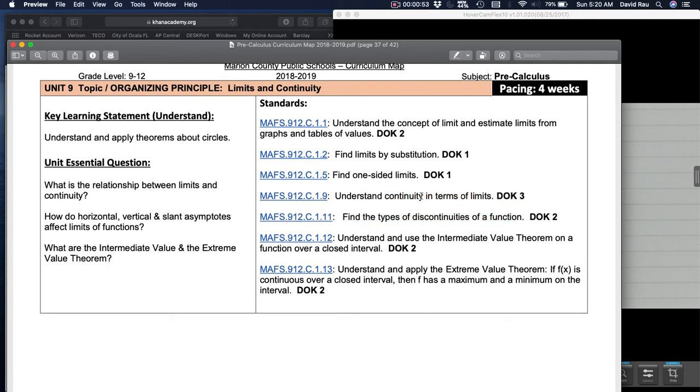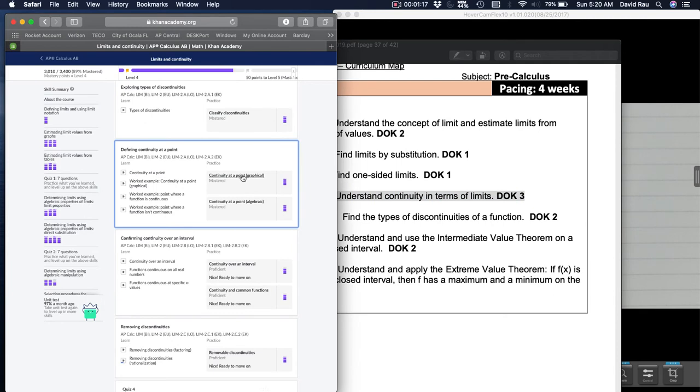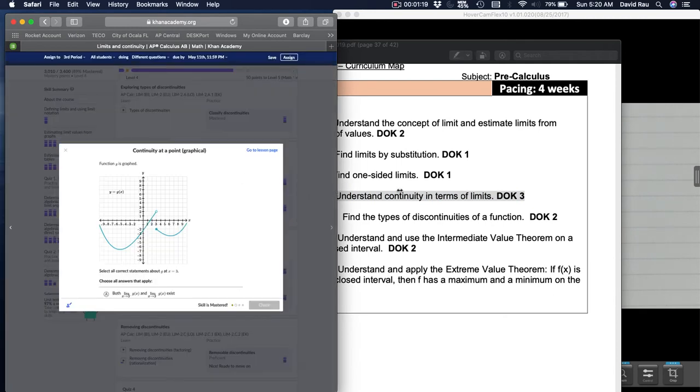continuity just means, is a graph connected fully? And there are certain criteria that need to be met. What we're going to do is investigate this on the first Khan assignment, and then find the types of discontinuities of a function in the second, and then we'll probably end up having a third. So let's understand continuity in terms of limits by jumping into the fire and looking at this Khan assignment right here.